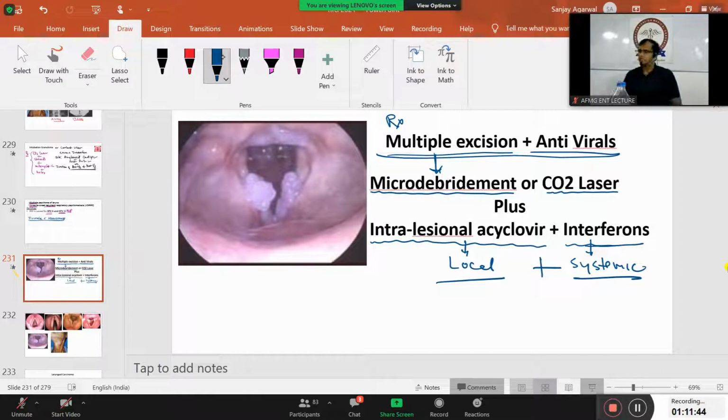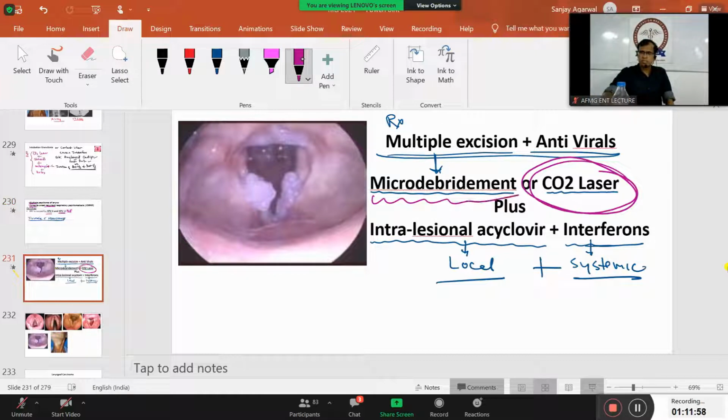So once again, the treatment is important. Everything is important. Now, if you read your books, most of them tell you that the surgery of choice is this. Not anymore. This was, but now the surgery of choice is microdebridement. It is a better option. So remember that.